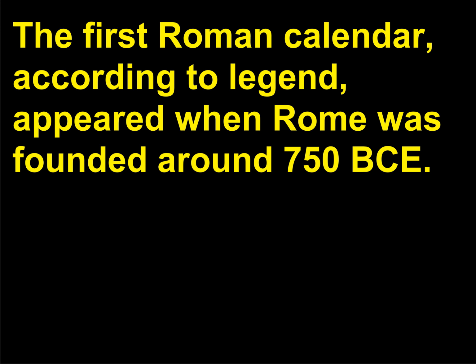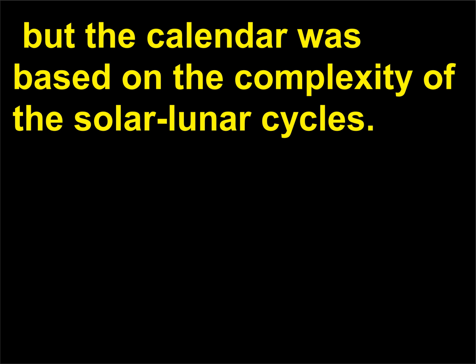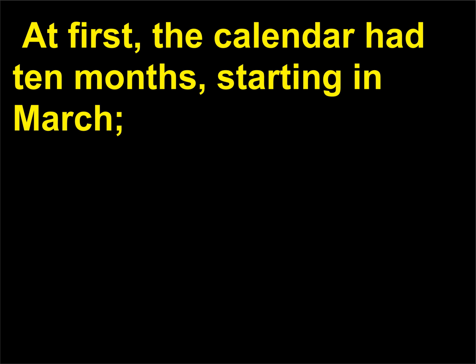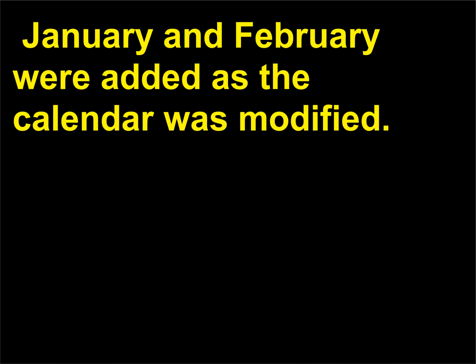The first Roman calendar, according to legend, appeared when Rome was founded around 750 BCE. When it actually started is still up for discussion, but the calendar was based on the complexity of the solar-lunar cycles. At first, the calendar had 10 months, starting in March. January and February were added as the calendar was modified.